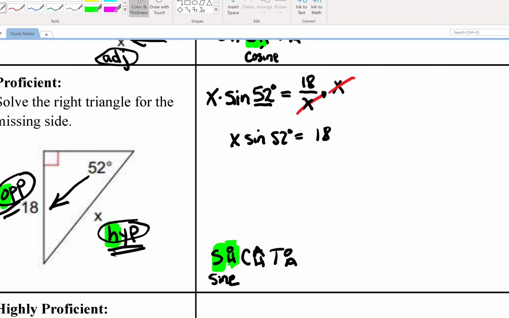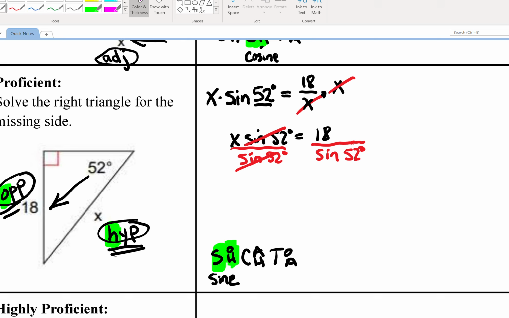But we want to get the X alone. So now X is being multiplied by the sine of 52. We're then going to divide both sides by the sine of 52 degrees. And that will cancel that on one side. Now X is alone.